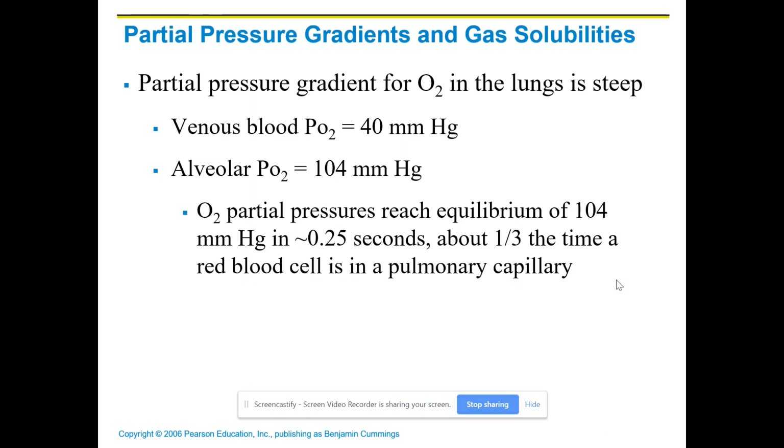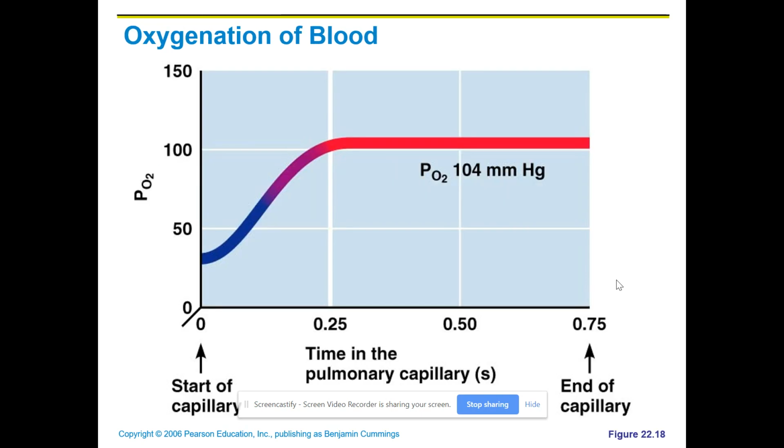So we should remember what these numbers are. Partial pressure of oxygen in the alveolus, about 104, 105. Partial pressure of oxygen in the blood, about 40. It's going to go from high concentration to low concentration. Well, it happens fairly rapidly. It only takes about a third or so of the time that the red blood cell is in the capillary in order for this to happen.